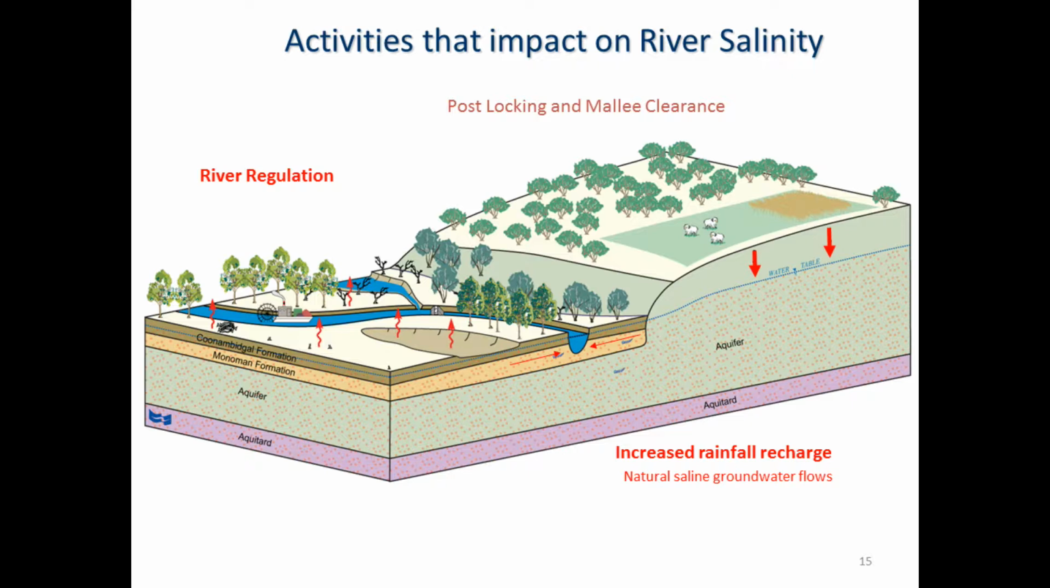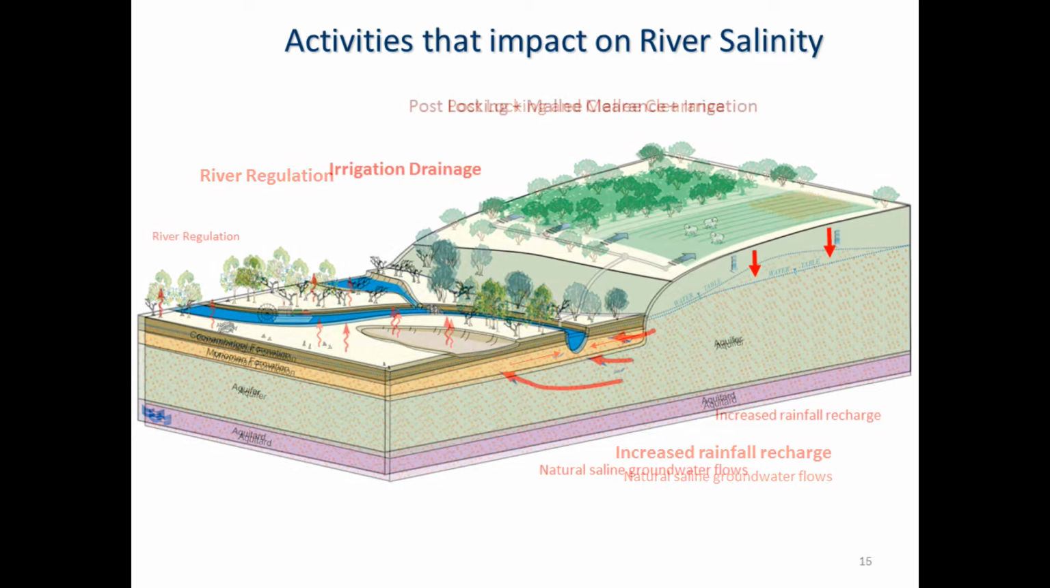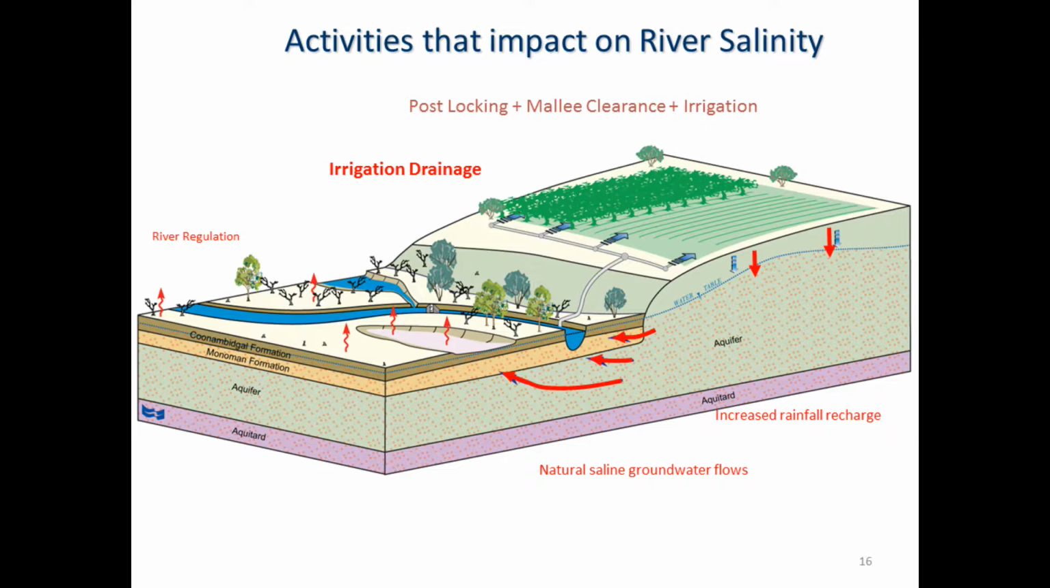What happens when we apply irrigation? Far more water. Instead of the 300 millimetres of rainfall, you get in addition 50% of the applied irrigation water, which might be another 1,000 or 700 millimetres.